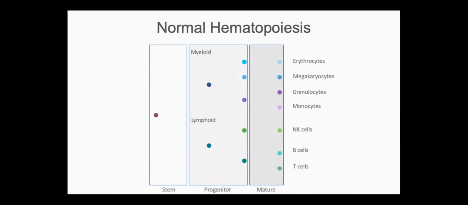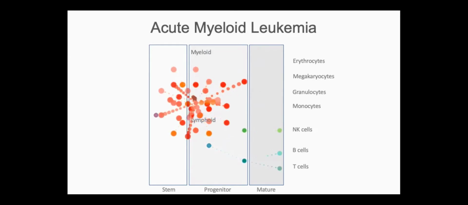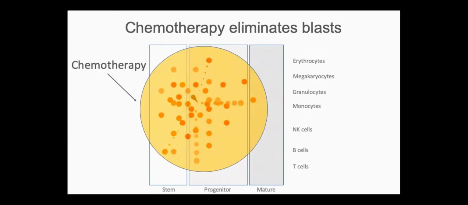However, in acute myeloid leukemia, the accumulation of mutations and subsequent genomic instability in these early stem and myeloid progenitors can actually halt normal maturation, resulting in what we call the leukemia stem cells, or LSCs, that are capable of rapidly producing abnormal white blood cells and ultimately outcompeting the production of healthy myeloid as well as lymphoid cells.